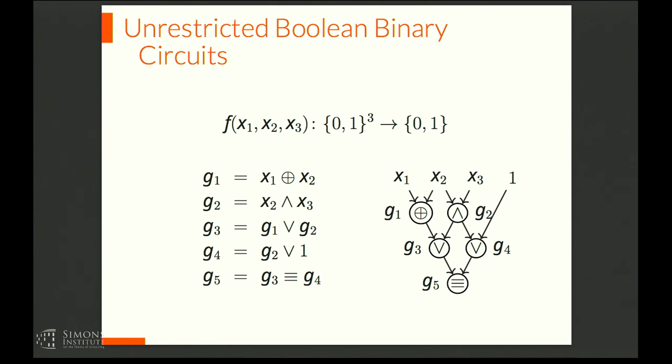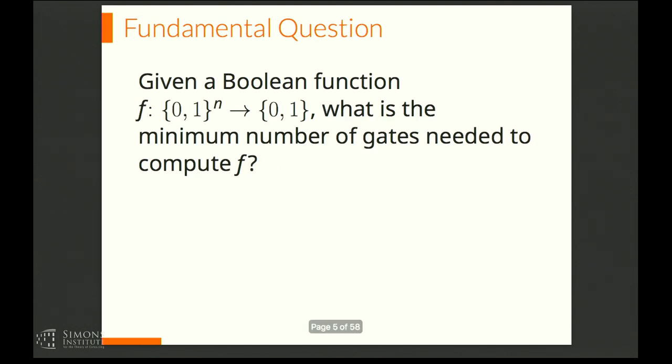So in this case, we have just a Boolean binary circuit, and it can be easily seen that they correspond to straight-line programs, right? Which is possibly the simplest program for computing a Boolean function, okay? So of course, the fundamental question is, for a given Boolean function, what is the minimum number of gates, or what is the minimum number of lines in a straight-line program that computes this function?